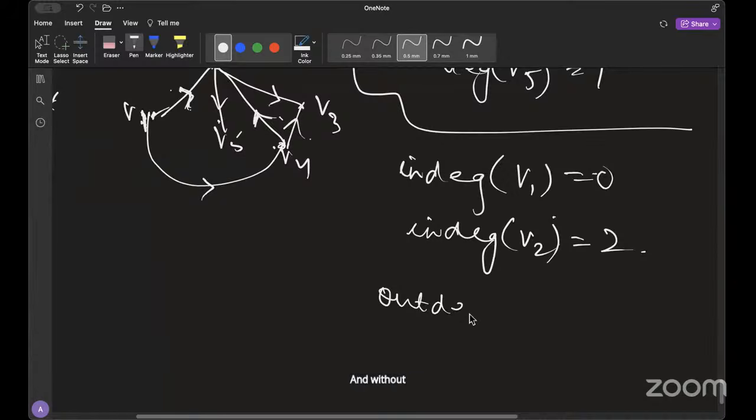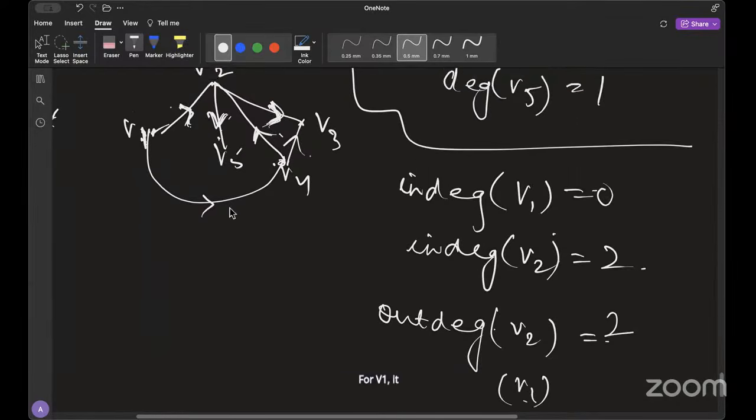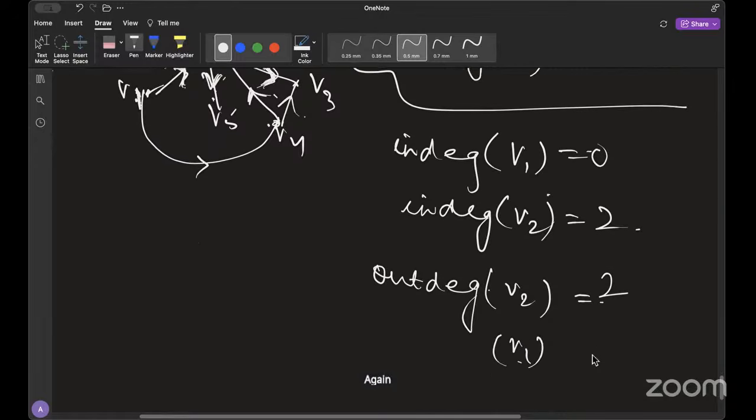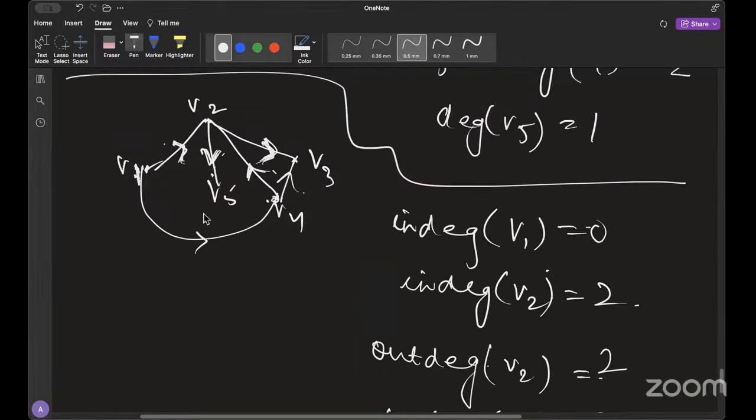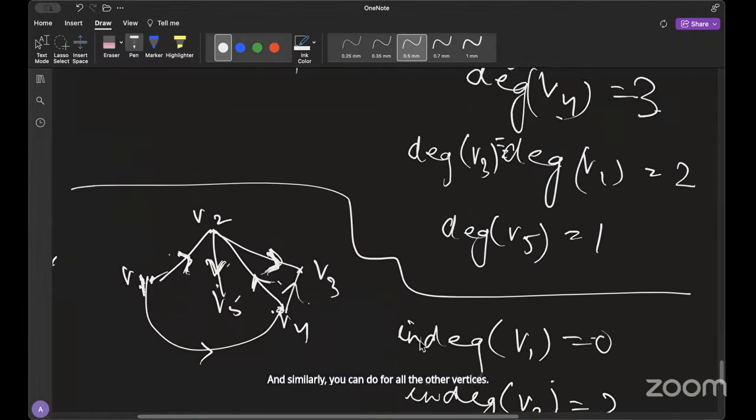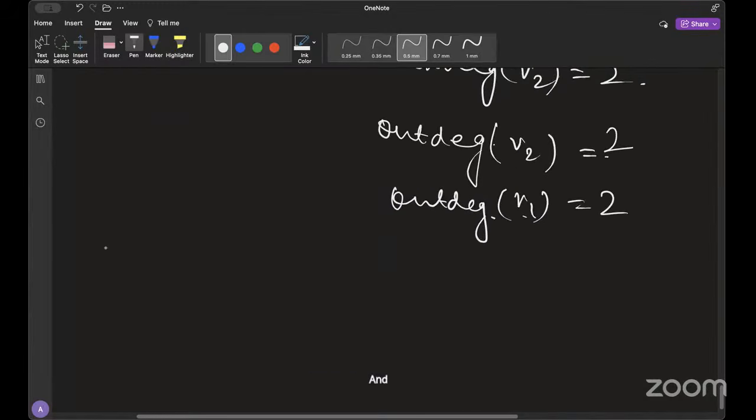And out degree means the number of edges going out of that vertex. So let's say you have V2, then the out degree will be this. There's only one edge. Okay, that's also 2. That's also 2. For V1, it will be again 2. And similarly, you can do for all the other vertices. That's out degree and in degree. And then we have a concept of reachability.